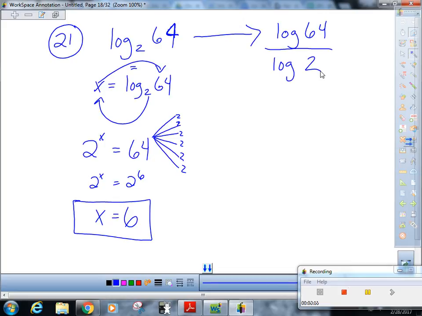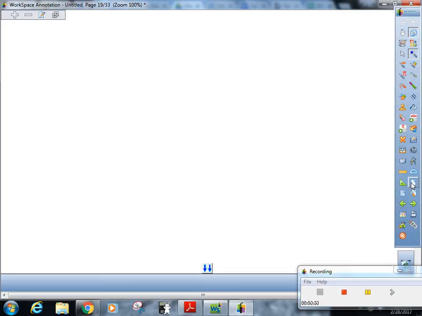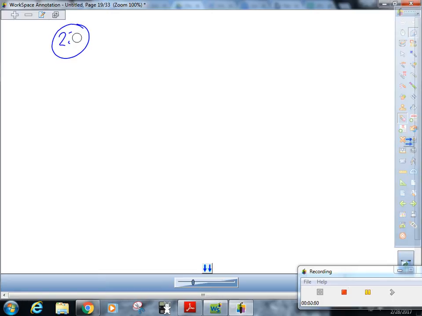So I'll do 2 more to help you with doing them by hand. If you choose to do them all in your calculator, then more power to you. All right, I won't do number 22 because I think you might have an idea how to do that one. I'll do number 23.